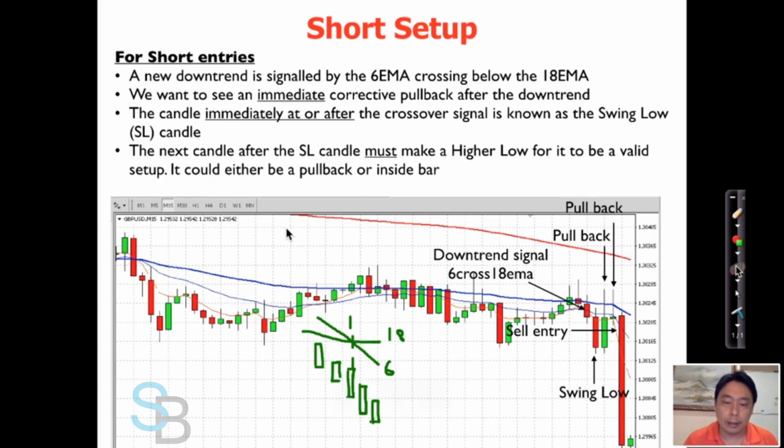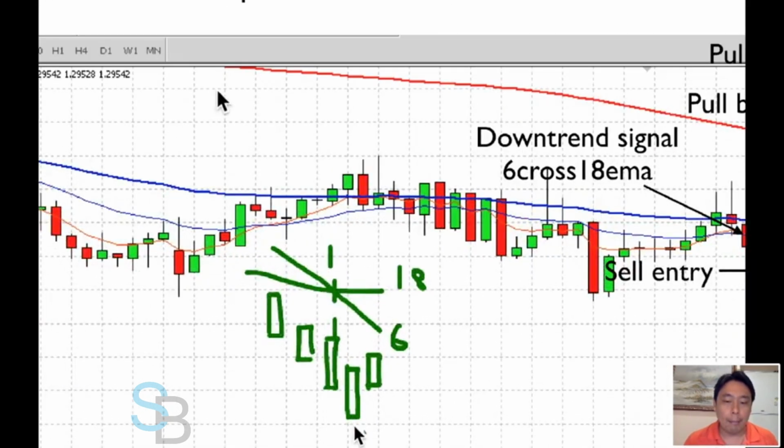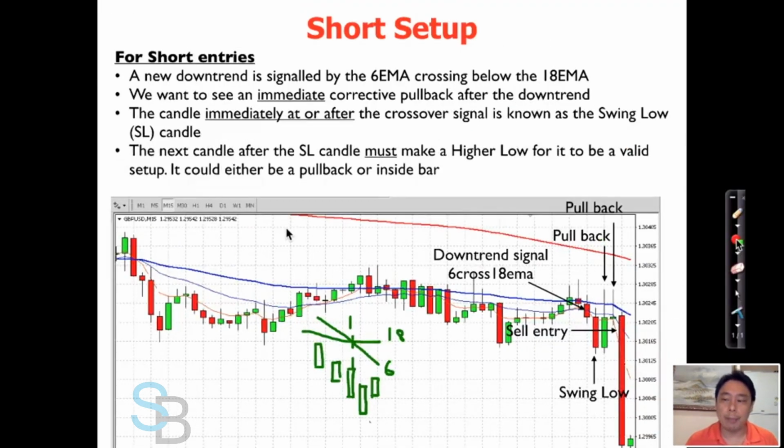So the next candle following the swing low candle has to be a pullback candle or an inside bar. It has to pull back, making a higher low and a higher high, or a higher low and a lower high, creating an inside bar. All right, so it's the same thing.